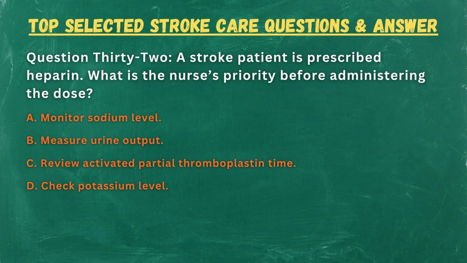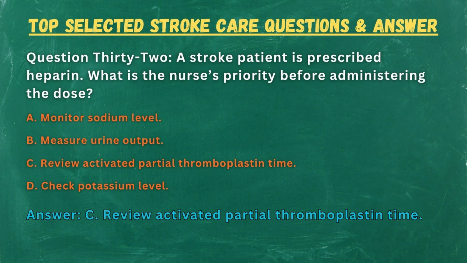Question 32. A stroke patient is prescribed heparin. What is the nurse's priority before administering the dose? A. Monitor sodium level. B. Measure urine output. C. Review activated partial thromboplastin time. D. Check potassium level. Answer: C. Review activated partial thromboplastin time.